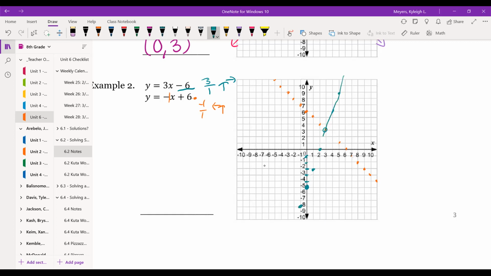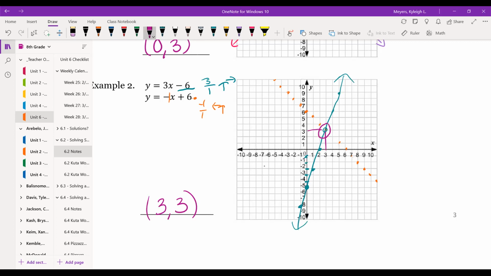Okay, so if they don't line up, then you're going to want to check if you did something wrong like I just did. Our point of intersection is right here at x is 3 and y is 3. So then my ordered pair is 3, 3.